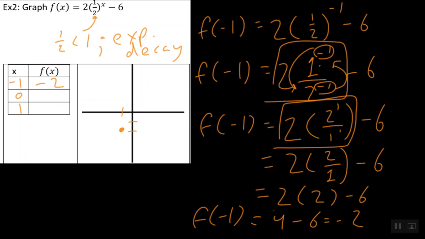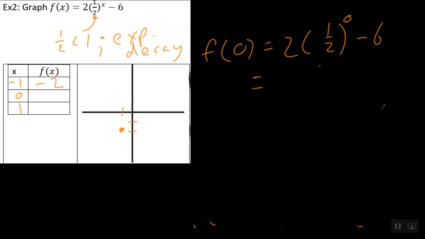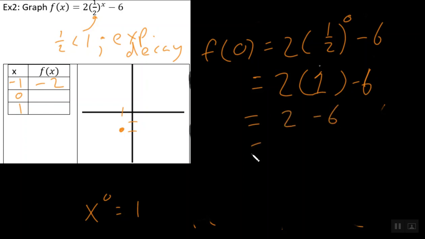All right, let's look at our second point at 0. Okay, we're going to take a look at f of 0, which is equal to 2 times (1/2) to the 0th power minus 6. Well, what did we learn in our last video? Anything to the 0 power is equal to 1. So 1/2 to the 0 power is equal to 1 minus 6. And here 2 times 1 is 2 minus 6, which is -4. So we'll say, okay, f of 0 is at -4. Alright, so I'll go to 0 and I go down 1, 2, 3, 4, put my point.